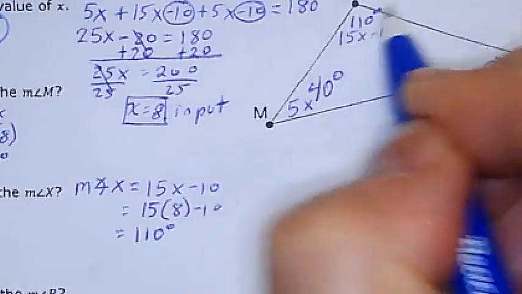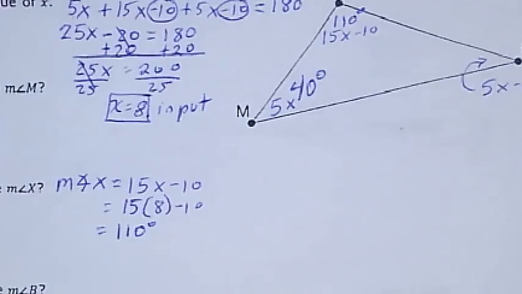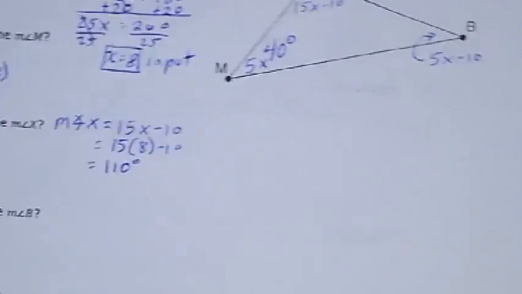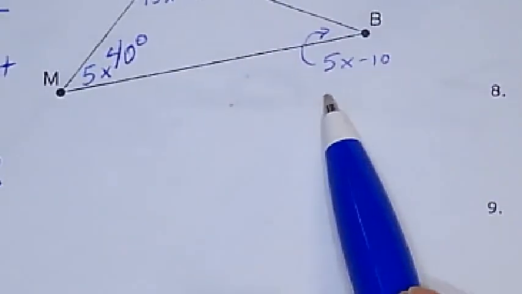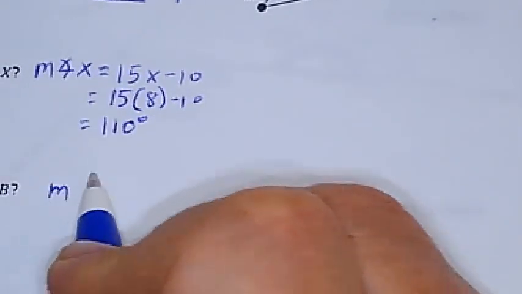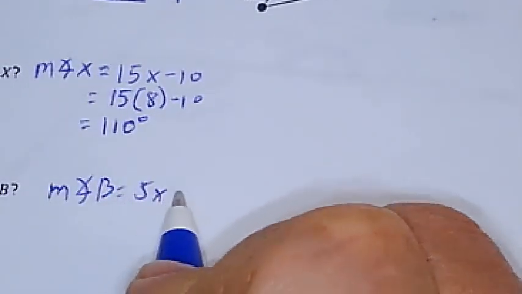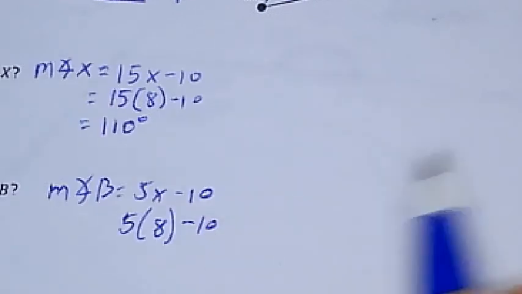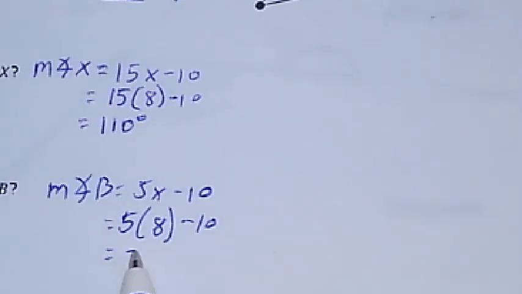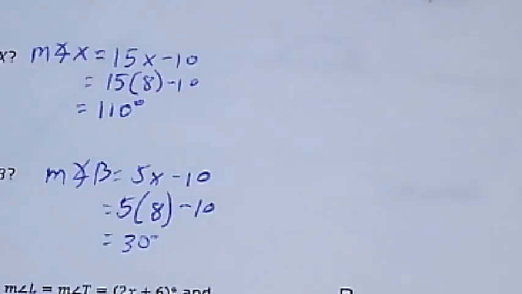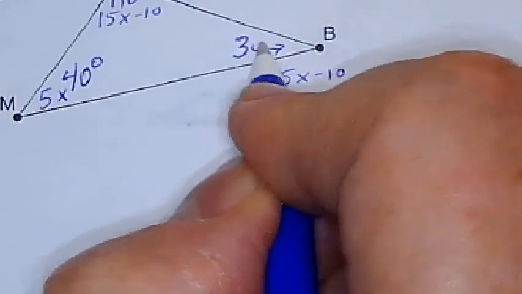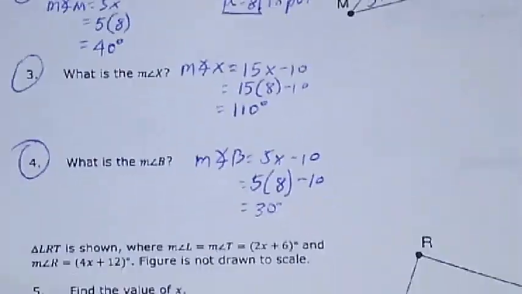Second of all, the measure of angle B. I think you're getting the idea. They're telling you the measure of angle B is 5x minus 10. So the measure of angle B equals 5x minus 10. Again, plug in the value. And it's going to be 30. What that's saying is the measure of angle B is 30. It just means that that's a 30 degree angle. All based on the concept that the sum of the interior angles of a triangle is 180.